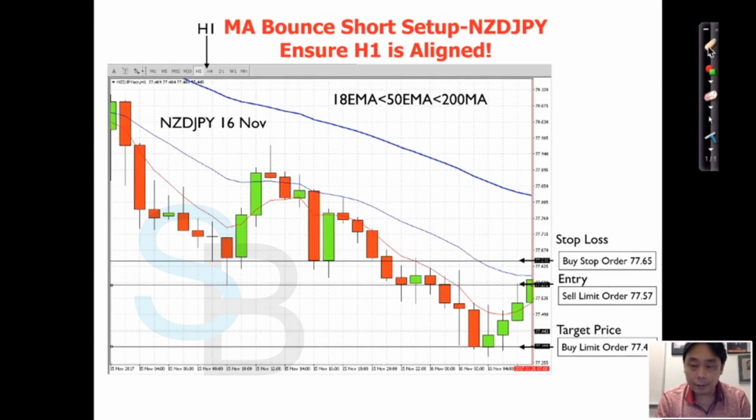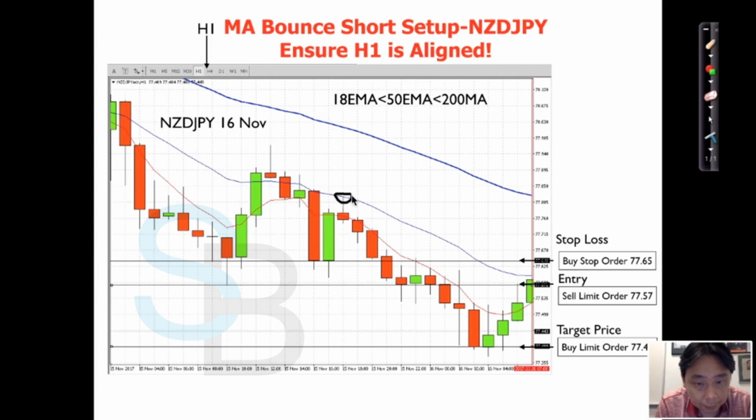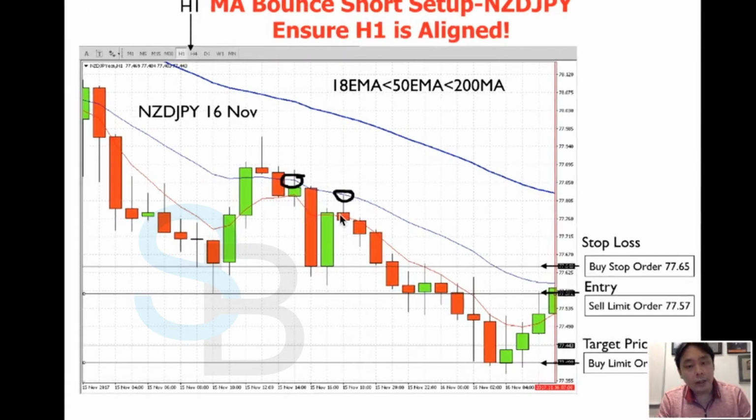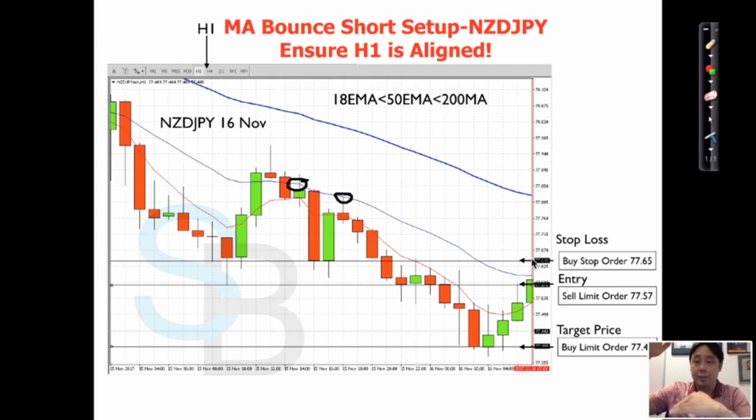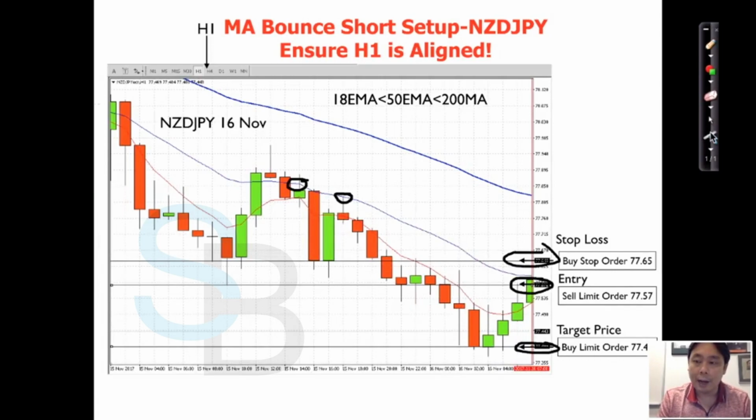And on the H1, you can see that this 18 EMA has acted as a resistance before. The good news is our stop loss, 77.65, is above that moving average resistance. It gives me more confidence that my stop loss will not be hit very easily, because I've got a moving average protecting my stop loss over there. So I'm looking to sell over there, stop loss over there, profit target over there, and my profit target is above the recent swing low. Okay, so let's see how this trade played out.